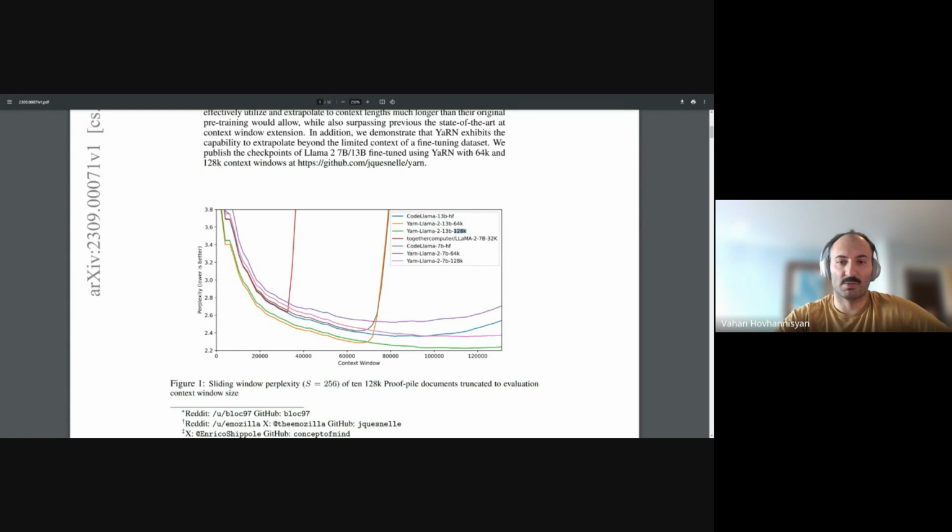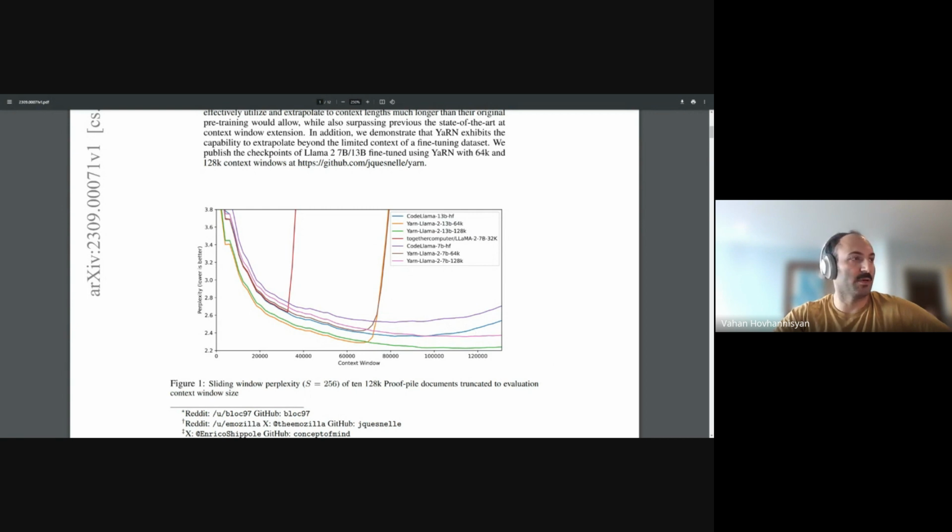128K is really large. The recent announcement from OpenAI said they extended GPT-4 to have 128K context. That's actually very large, right? That's state of the art. And the others, obviously, we can also always expand the context window, but then performance degrades.